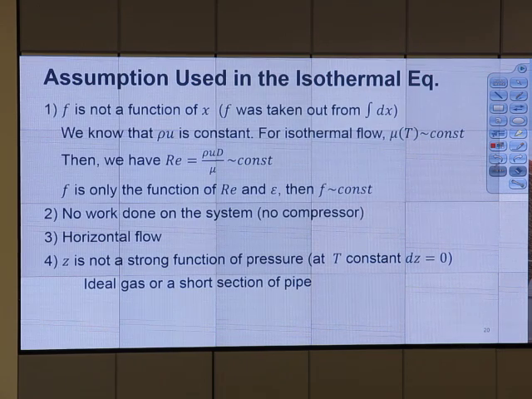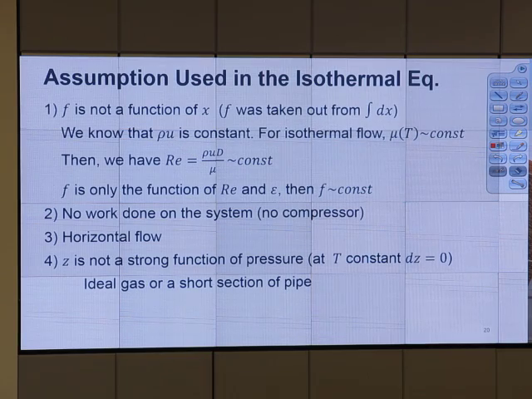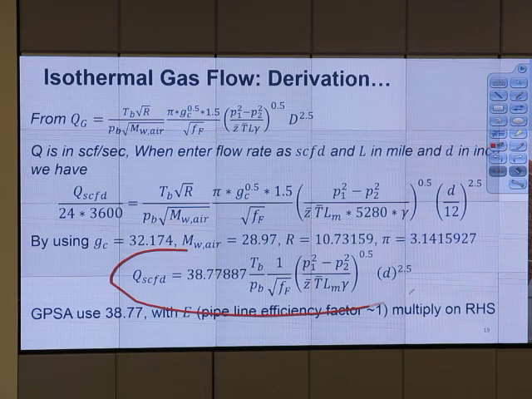Z is not a strong function of pressure, or ideal gas, or short section of pipe. We look at this graph and we said, okay, close to atmospheric pressure, compressibility factor doesn't change much for some temperatures, but sometimes it changes a lot, right? So that equation that we have is for kind of ideal gas. So it's like a theoretical value.